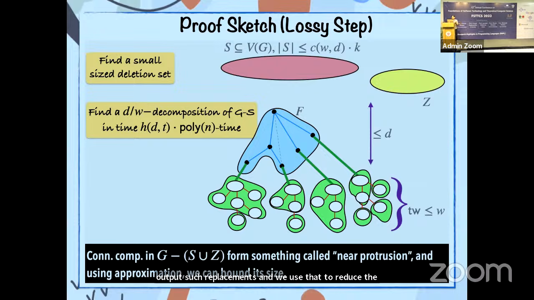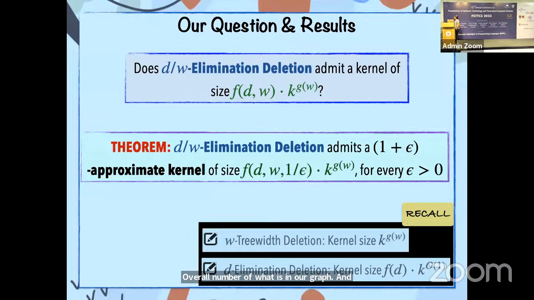And when we do that, we lose the exact guarantee, and we have to revert to approximation. So this is the only step where we use approximation, and using that we can bound the overall number of vertices in our graph. And this gives us our result that we have an approximate kernel for the problem.